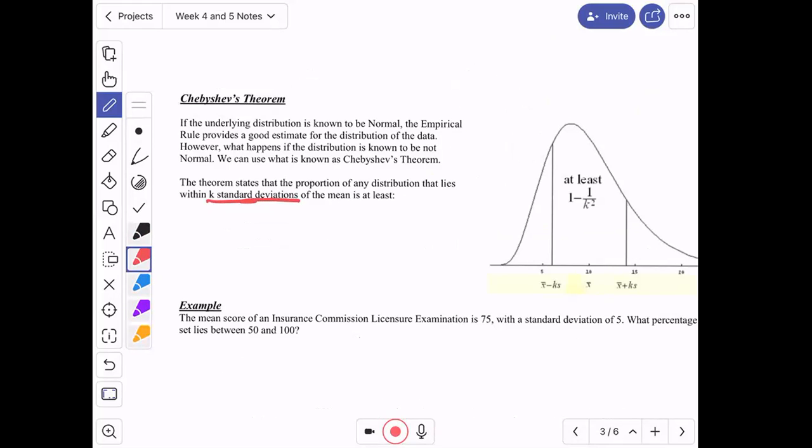is at least, and it's what we call a conservative rule. Conservative meaning that it is going to give you a lower limit, basically. It can be more, but the lower limit is going to be set. It's 1 minus 1 over k squared, where k has to be greater than 1. k is the number of standard deviations.